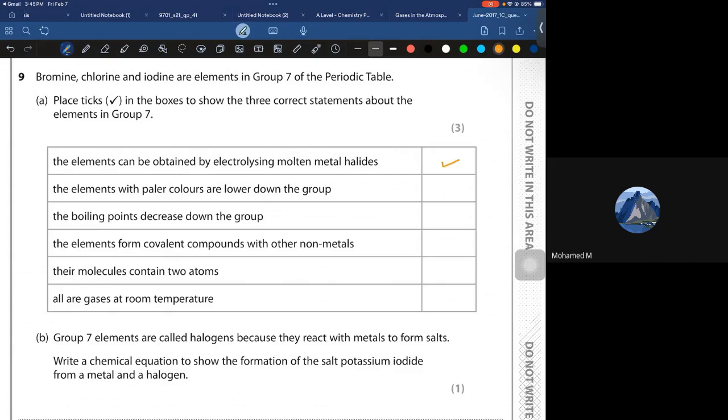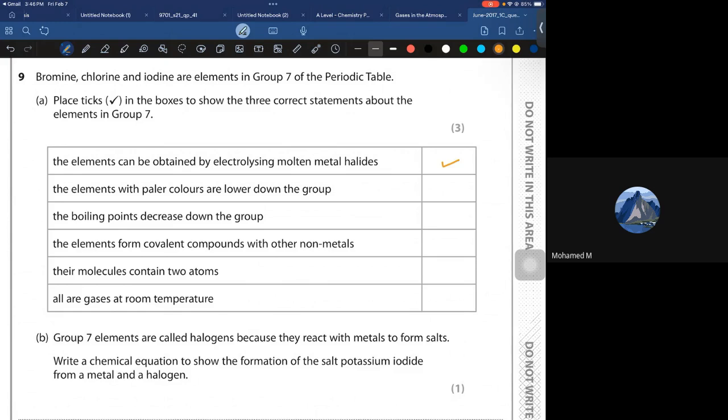Then, the elements with paler colors are lower down the group. If you remember the halogens, what is the trend in color? Going down the group, does the color become darker or paler? You need to know this, otherwise you won't be able to do this question. It gets darker as you go down the group. So saying that the elements with paler colors are lower down the group is wrong.